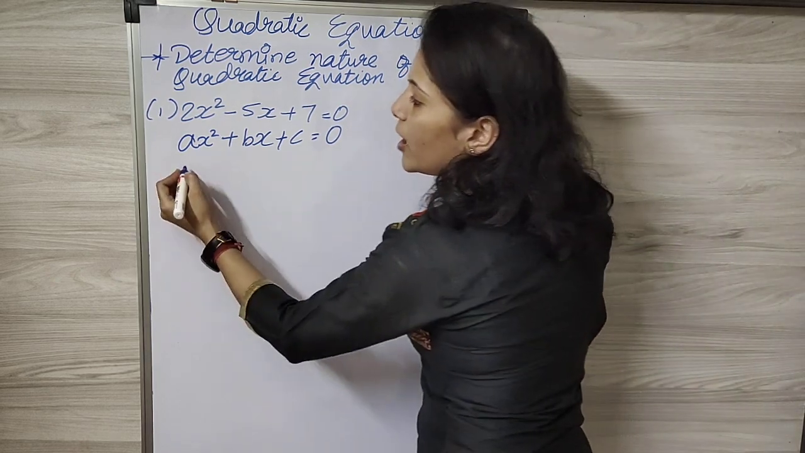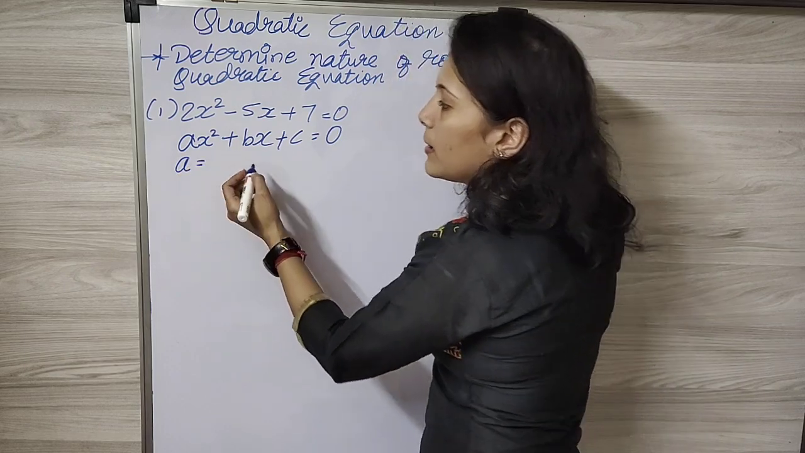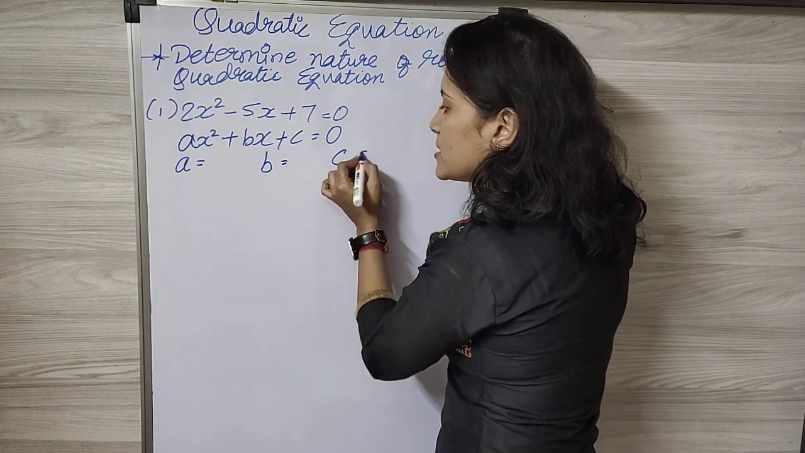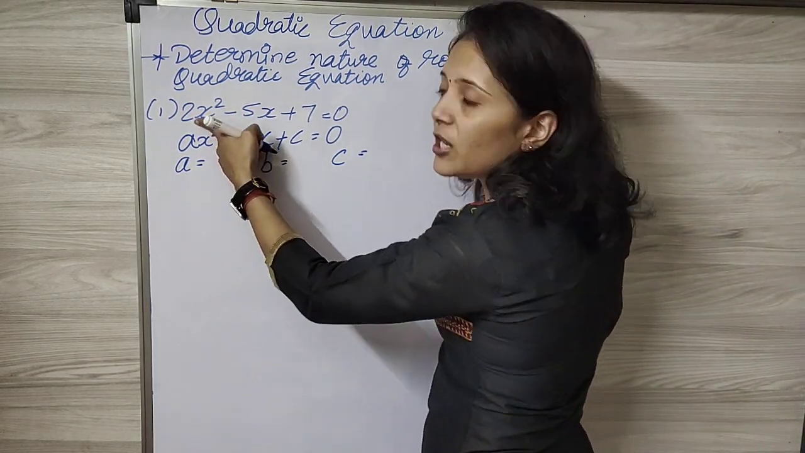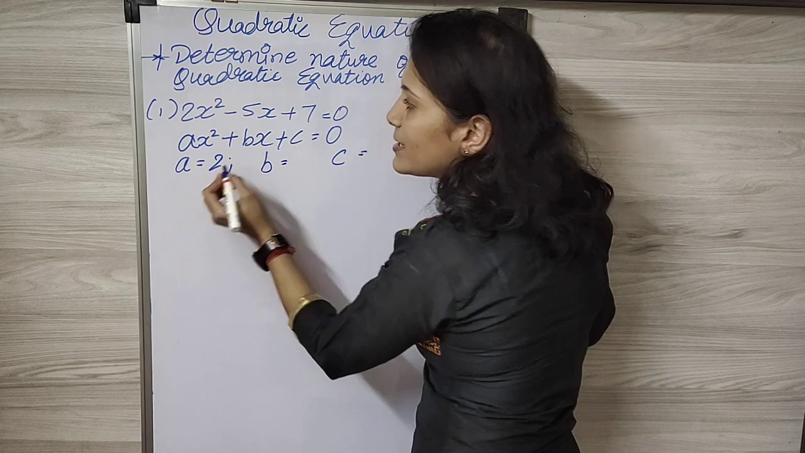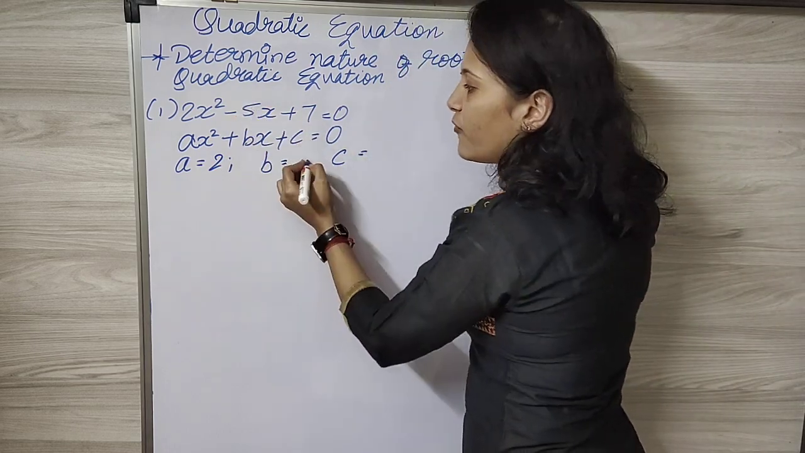Now after that, we have to find the value of a, the value of b and the value of c. If you remember, we did this in the formula method also, right? So what is the value of a? 2. What is the value of b? Minus 5.